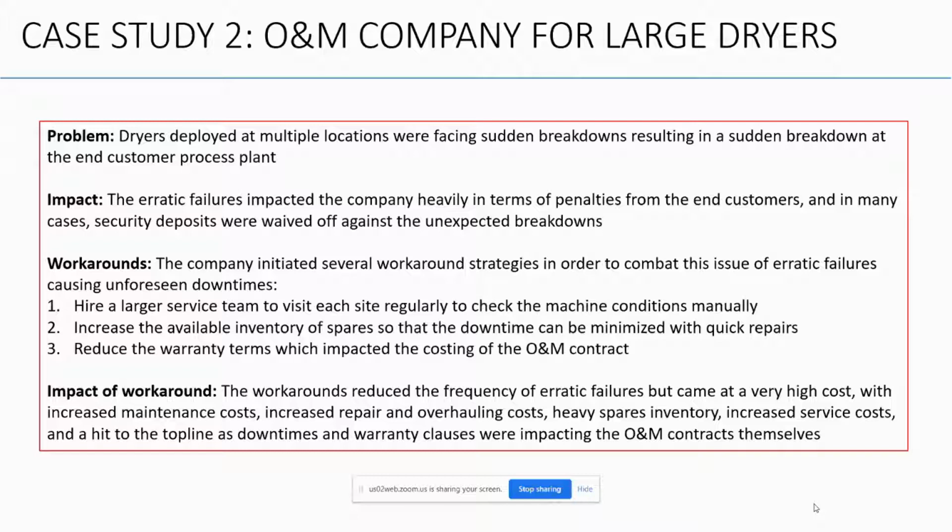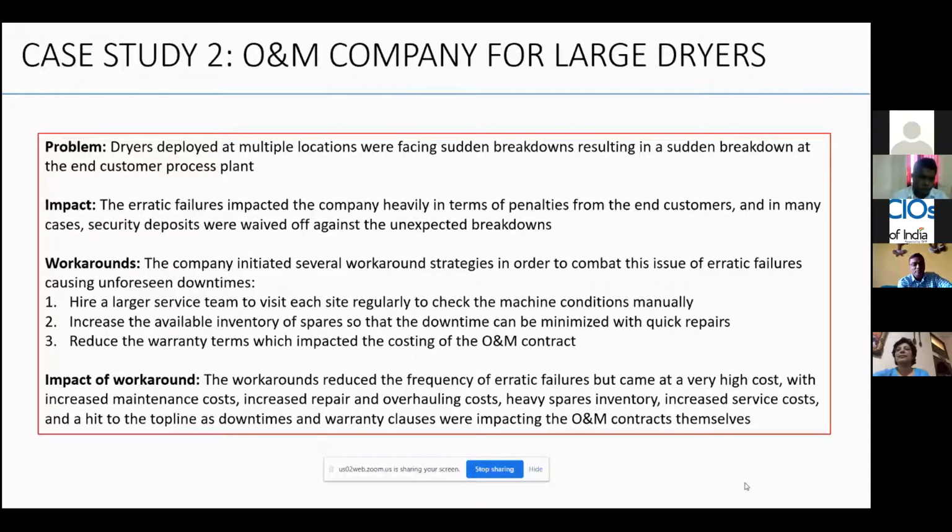So of course, they did a workaround. They looked at how they can minimize the impact that they were facing. Obviously, having a larger service team is the first thing they do, so you can visit the customer more frequently to check the conditions since you're doing the O&M. Possibly have people on site with higher skill levels. Increase the availability of spares, so a larger inventory of spares both at site and away from site, so that at least the MTTR can be reduced and the downtime is minimized. And finally, relook at the warranty terms or the O&M contractual terms. So these are the typical workarounds used by O&M companies.